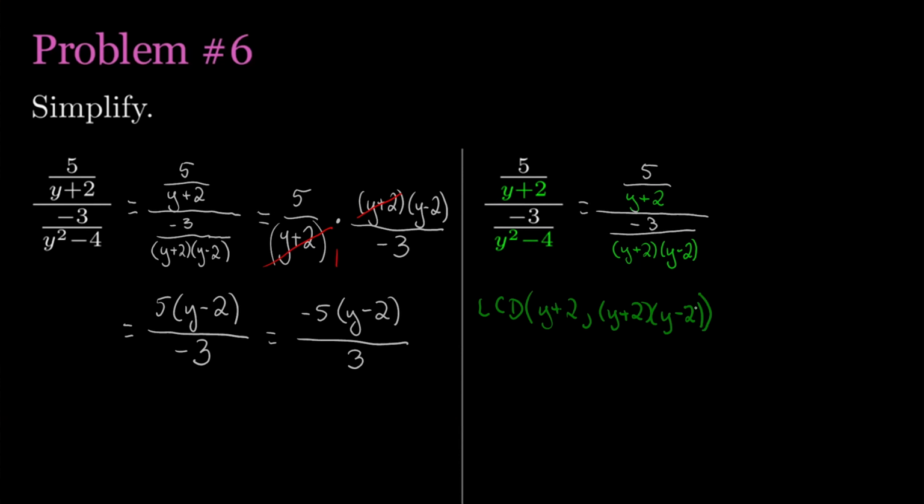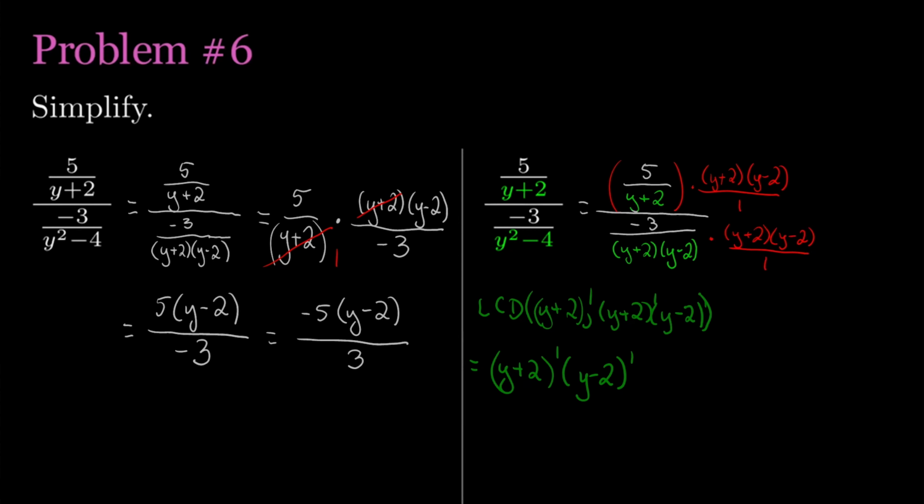Of course, we acknowledge that y plus 2 is just a single factor in the power of 1 and add the exponents on the other factors. Identify the two prime factors as y plus 2 and y minus 2. Identify the highest powers in which they appear, which is all first powers everywhere. And that's our least common denominator that we multiply into the numerator and denominator of our rational expression.